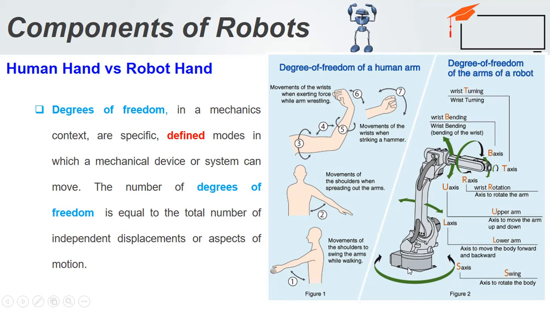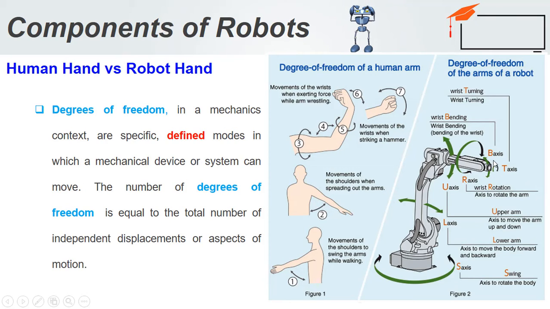So S is joint 1, the S axis, the axis to rotate the body around the axis. And the L axis is the axis to move the body forward and backward. Then the U axis, the upper arm axis, moves the arm up and down. And then the R axis, which is the wrist motion, rotates the arm around its arm length, the arm axis.